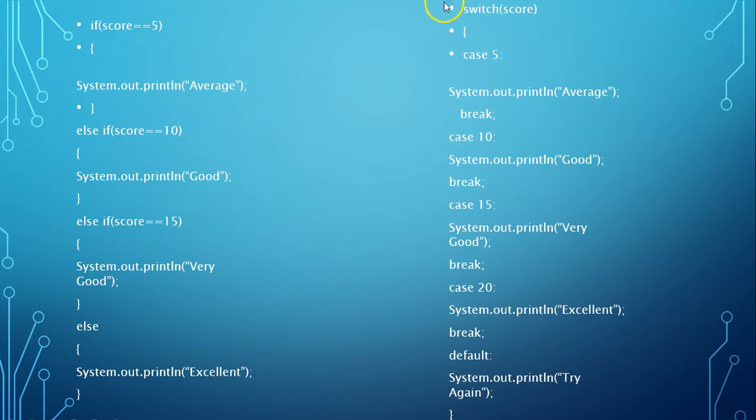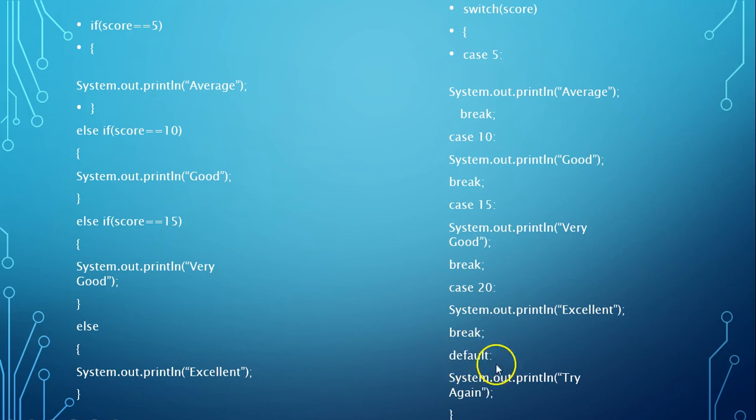Now here the same thing we are doing using the switch case. So switch, within brackets you are passing the score. The first value that we are comparing against is 5. If the score is 5, it will print average and break. You stop further checking. Now the second, you will check if the score is 10, you print good and break. Case 15 means if the score is 15, print very good and break. Lastly, case 20. If the score is 20, we print excellent and break.